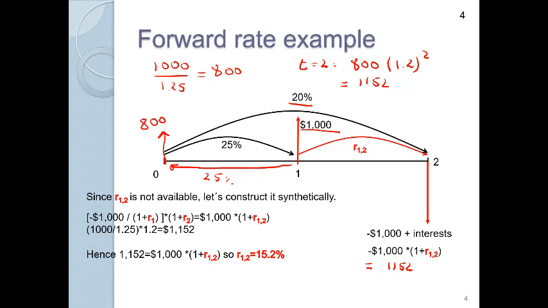You asked at year 1 for $1,000, and you have to return 1152 in year 2. Then from this, you can imply what this R1,2 is by using this equation here. So the 1,152 is equal to 1,000 times 1 plus R1,2. And then you're going to get that the R1,2 is 15.2%. So this is the way to construct your synthetic forward rate.